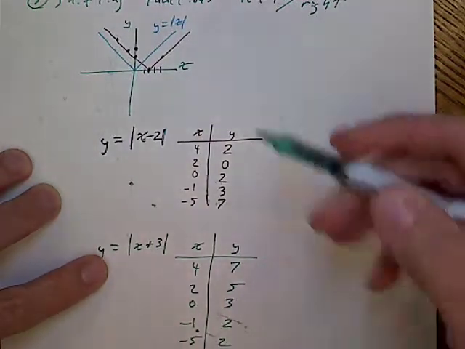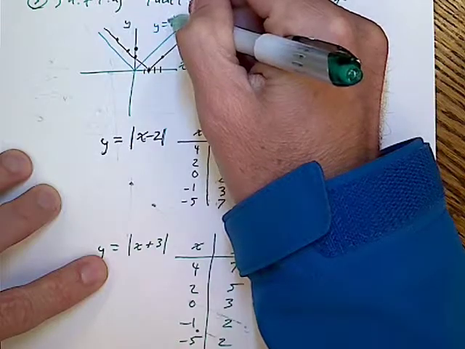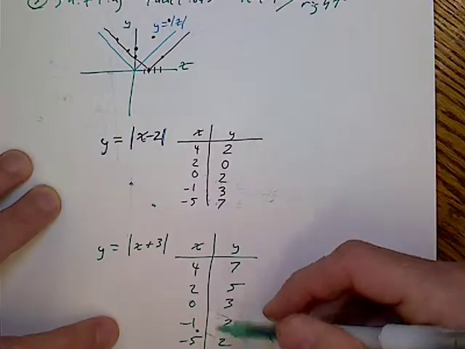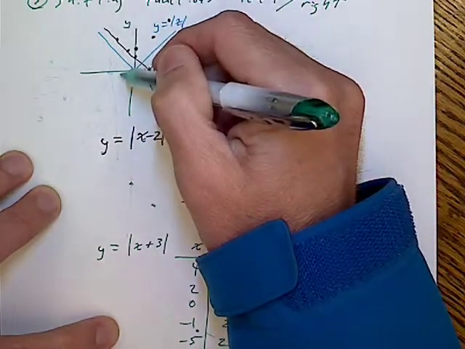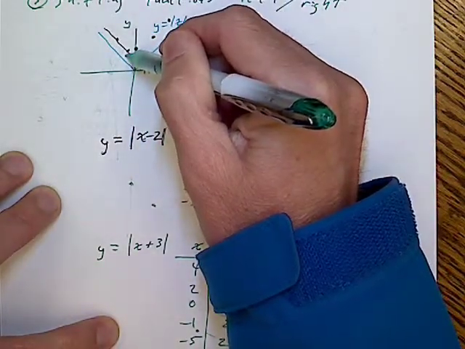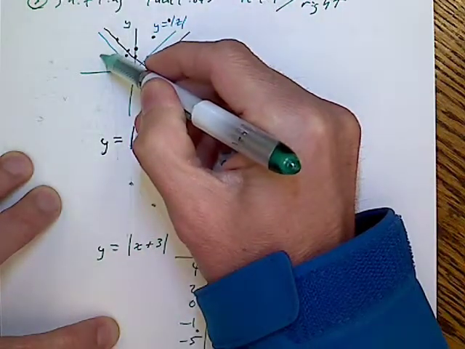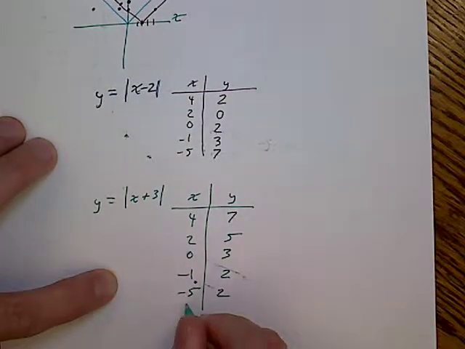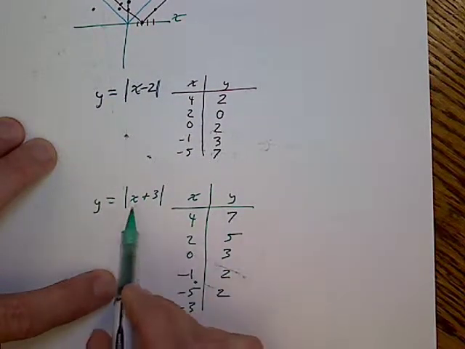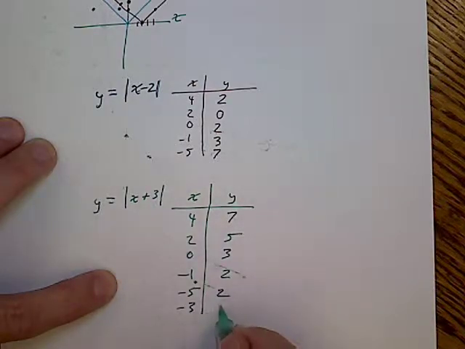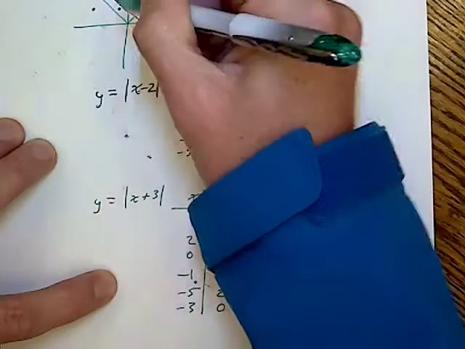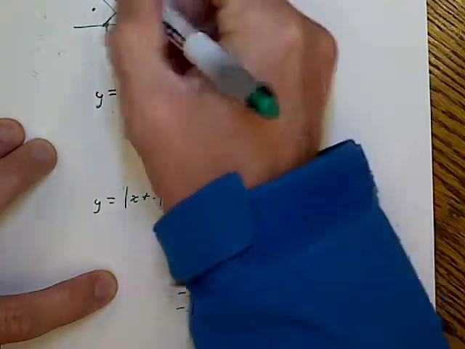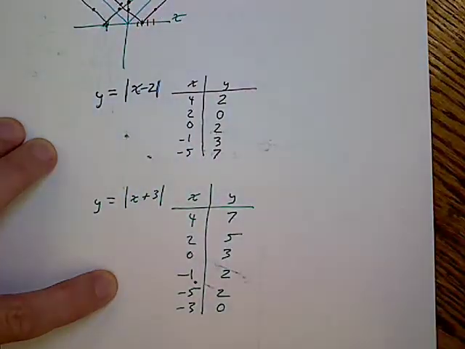Let's do the rest. When x is 4, now I'm up here at 7. At 2, I'm around 5. At negative 1, I'm at 2. At negative 5, I'm also at 2. And it definitely looks like if I included another point here, if I put in my x of negative 3, negative 3 plus 3 is going to be 0. So that's what's going to put me down on the x-axis when I'm here at negative 3. So if I graph these out, it looks like I've got something along these lines.